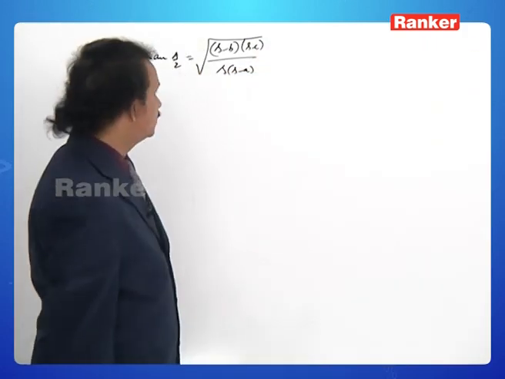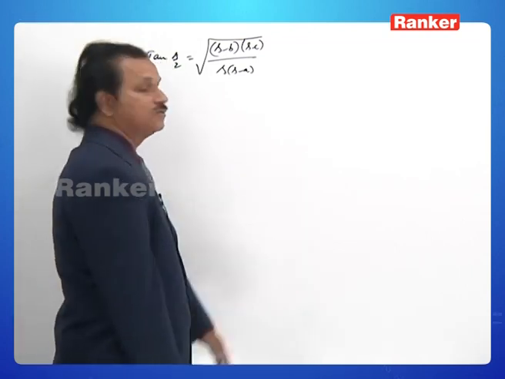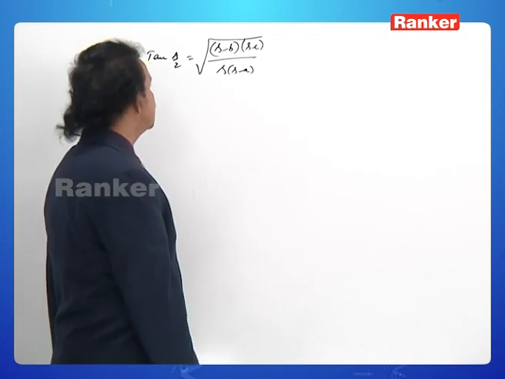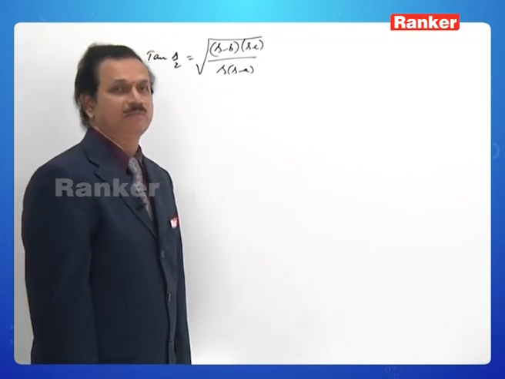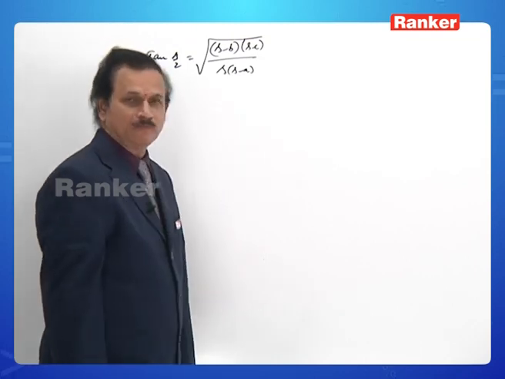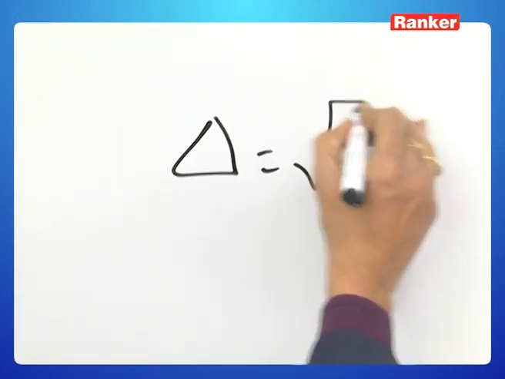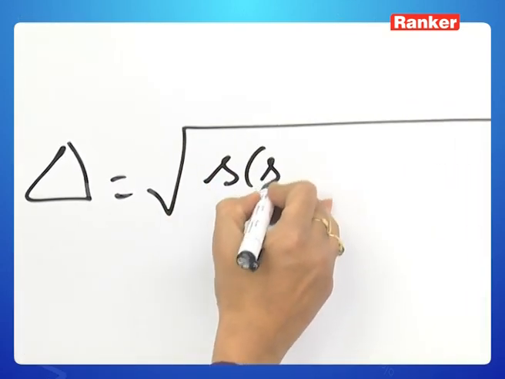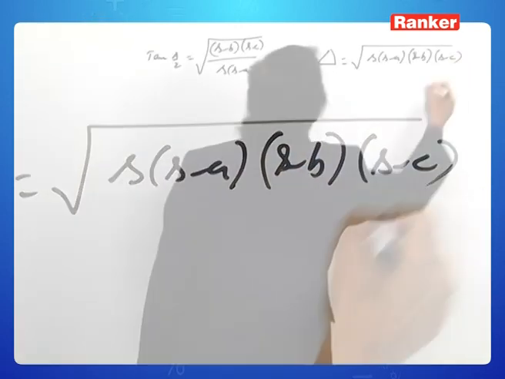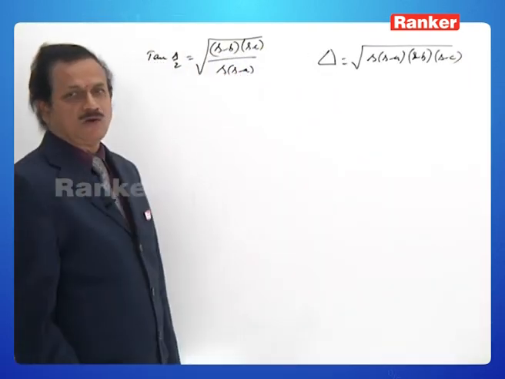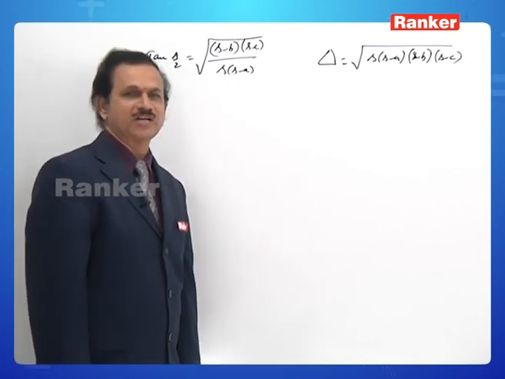Accordingly, tan B by 2 is equal to square root of (S minus C) into (S minus A) by S into (S minus B), and tan C by 2 is equal to square root of (S minus A) into (S minus B) by S into (S minus C). Well, let us make use of the formula delta is equal to root of S into (S minus A) into (S minus B) into (S minus C), which is of course called Heron's formula, yes, for the area of a triangle.